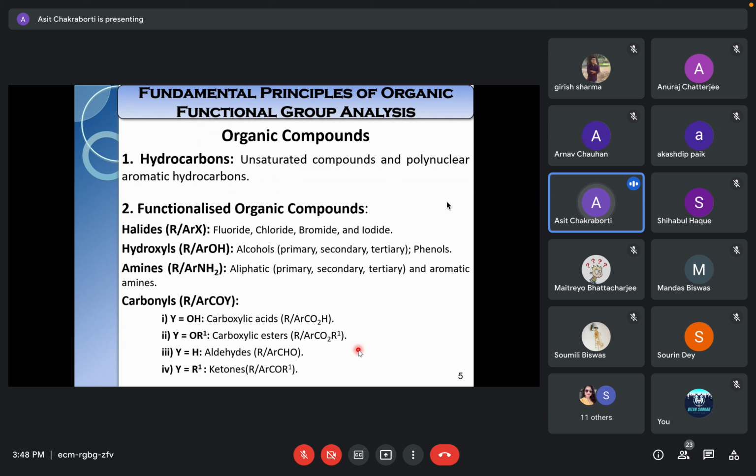Benzaldehyde and acetophenone. Benzaldehyde means PhCHO, right? Ph-C-O with Y equal to H, and acetophenone means Ar equal to Ph, C double bond O, and Y equal to methyl. So one is an aldehyde and one is a ketone. So hydrogen versus methyl.